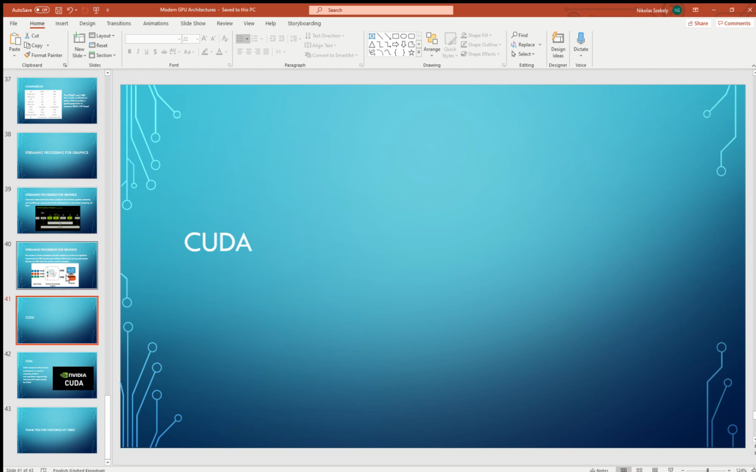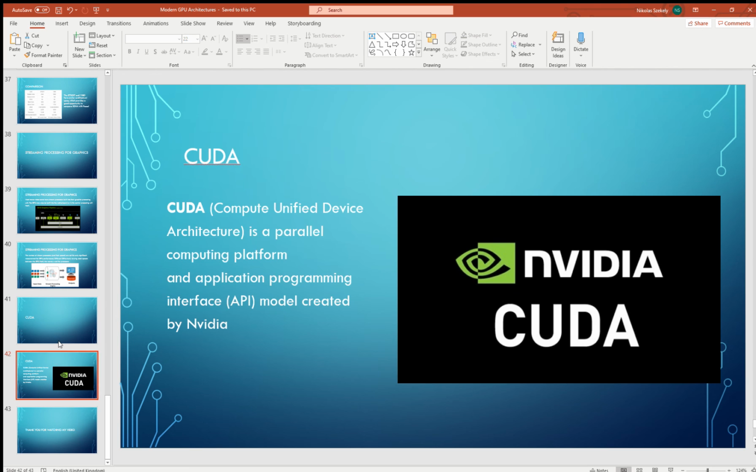The last point to talk about very briefly is CUDA. CUDA, or Compute Unified Device Architecture, is a parallel computing platform and application programming interface created by NVIDIA. It allows software developers and software engineers to use CUDA-enabled graphics processing units for general purpose processing, an approach termed GPGPU. The CUDA platform is a software layer that gives direct access to the GPU's virtual instruction set and parallel computational elements for the execution of compute kernels.